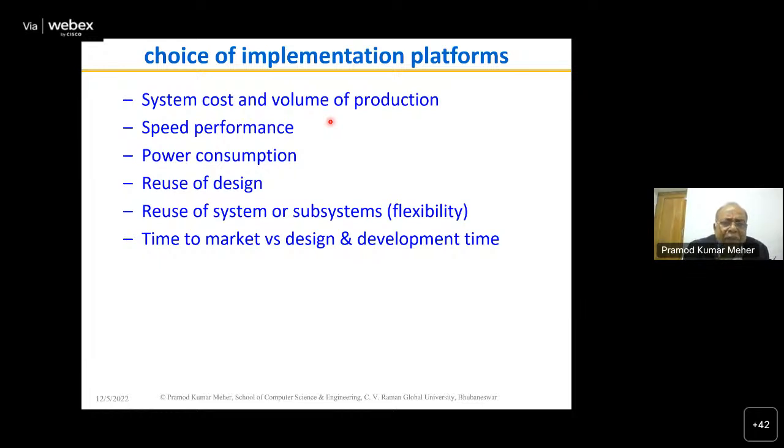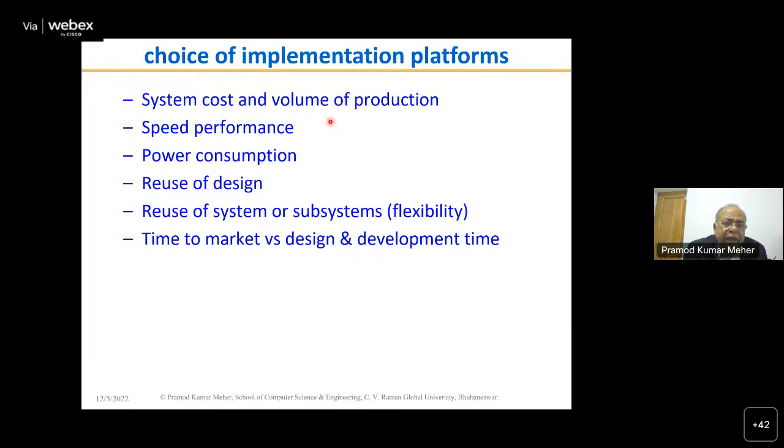Then if cost is the primary issue, and you have a large volume of production, definitely one has to go for general purpose processors, where you have the possibility of running an application with minimal cost. But you have to consume a lot of power for that. And that would be possible if you do not want very high speed computation.